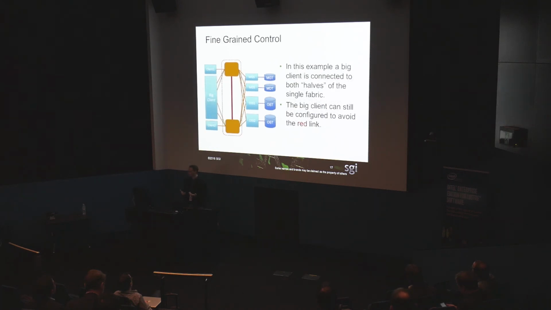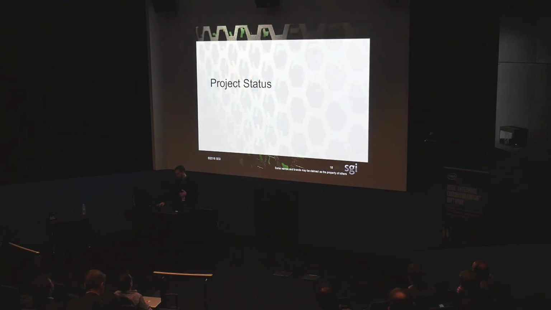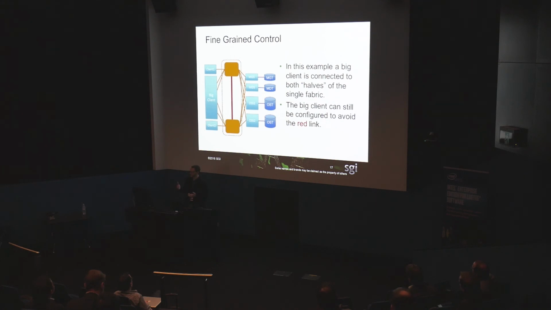So if we add the big client within that configuration now, with interfaces connected to both of the switches within the single fabric, even if we have the OSS connection fail, like in the previous example, the big client can still prioritize traffic down the optimal path to the switch that has a direct connection to the OSS, avoiding the red link on the diagram here. So it's not getting starved of bandwidth or fighting for available bandwidth with other nodes within that configuration.